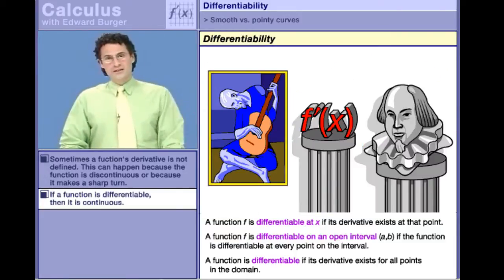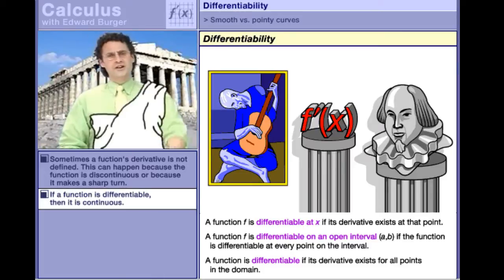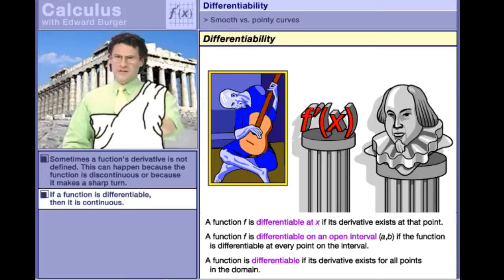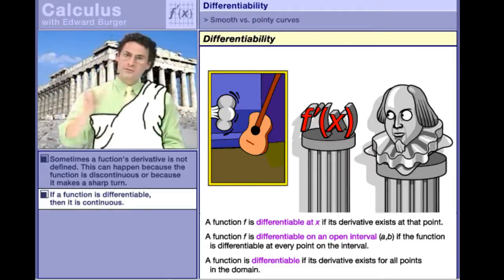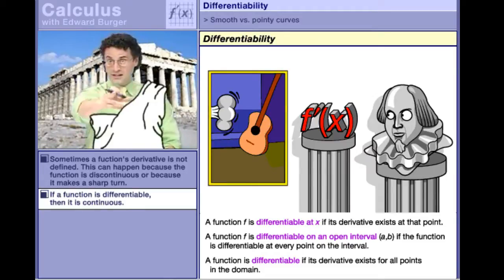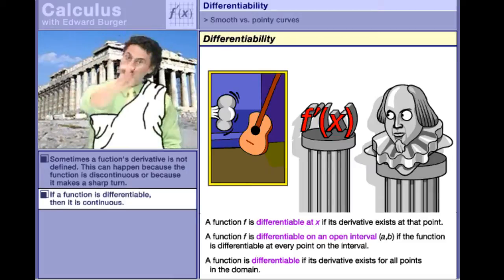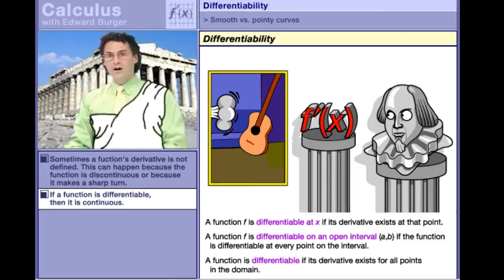Friends, Romans, countrymen, lend me your ears. I come to bury Caesar, not to praise him. The evil that men do lives after them, the good is oft interred with their bones, so let it be with Caesar. The noble Brutus hath told you Caesar was ambitious. If it were so, it was a grievous fault, and grievously hath Caesar answered it. Here, under leave of Brutus and the rest, for Brutus is an honorable man, so are they all, all honorable men.